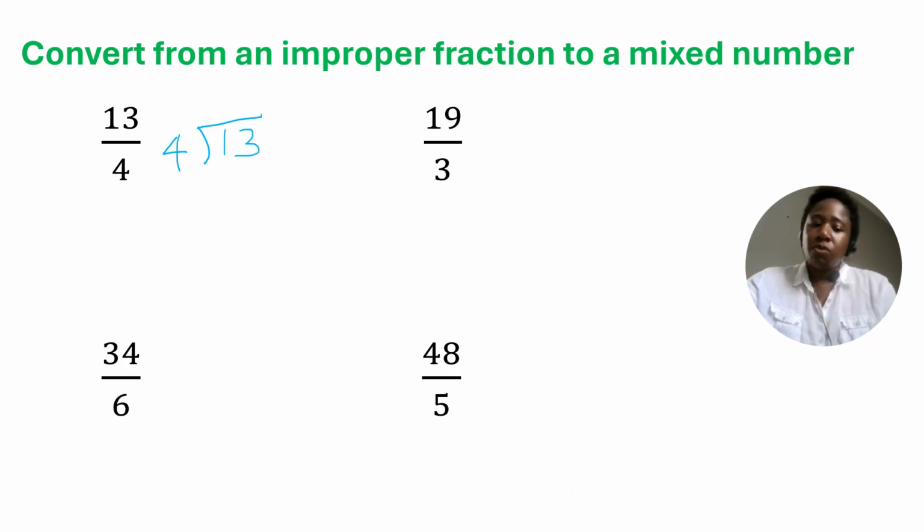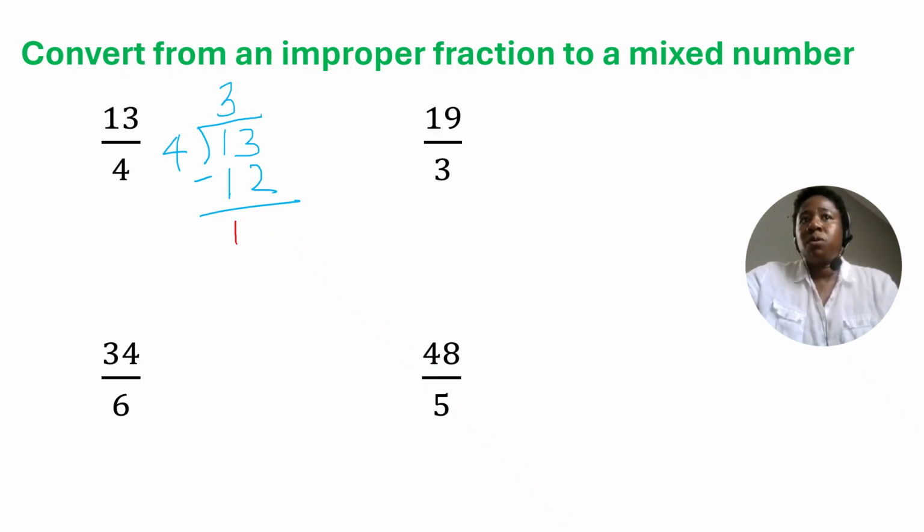4 times 1 is 4, 4 times 2 is 8, 4 times 3 is 12. So 3 times. It goes in 3 times. 3 times 4, 12. 13 minus 12 is 1. So that will be our remainder, 1.